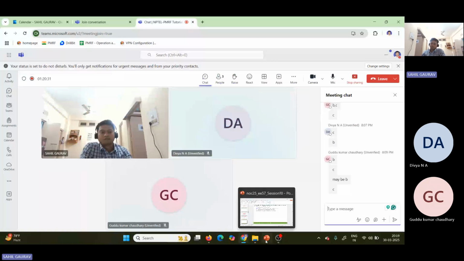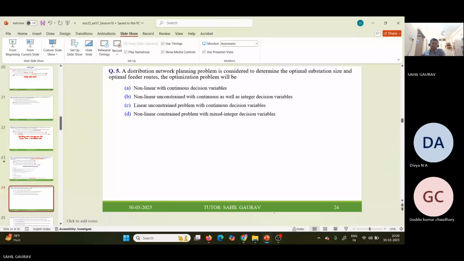So for this problem, the correct answer is nonlinear constrained problem with mixed integer decision variables. So D is the correct answer. It means when we have to determine the optimal substation size and optimal feeder routes, the optimization problem can be a nonlinear constrained problem with mixed integer decision variables.